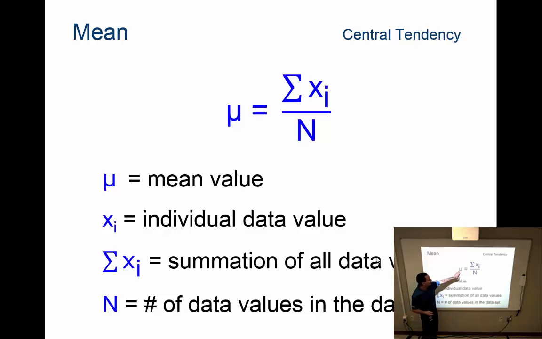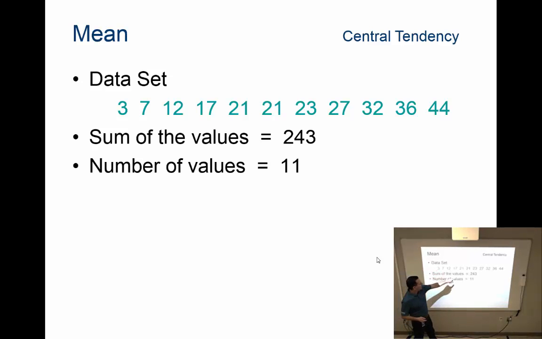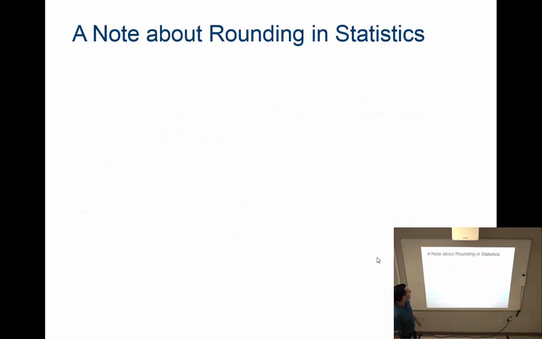So to calculate the mean, I'm going to add up all of the values in the data set and divide by the total number. If this was the data set we were using as an example, if I were to add all these up, I would get 243, and then I would divide by the total number, 11, and get a mean of 22.09.